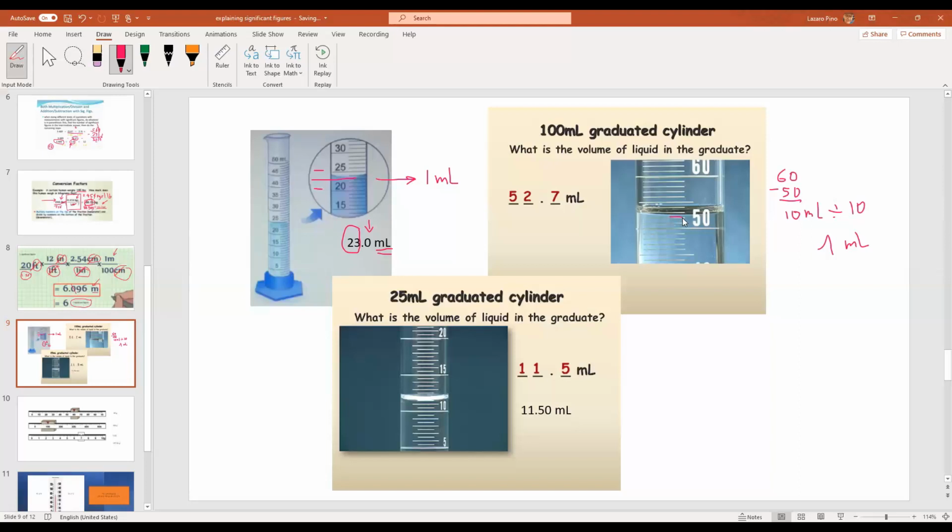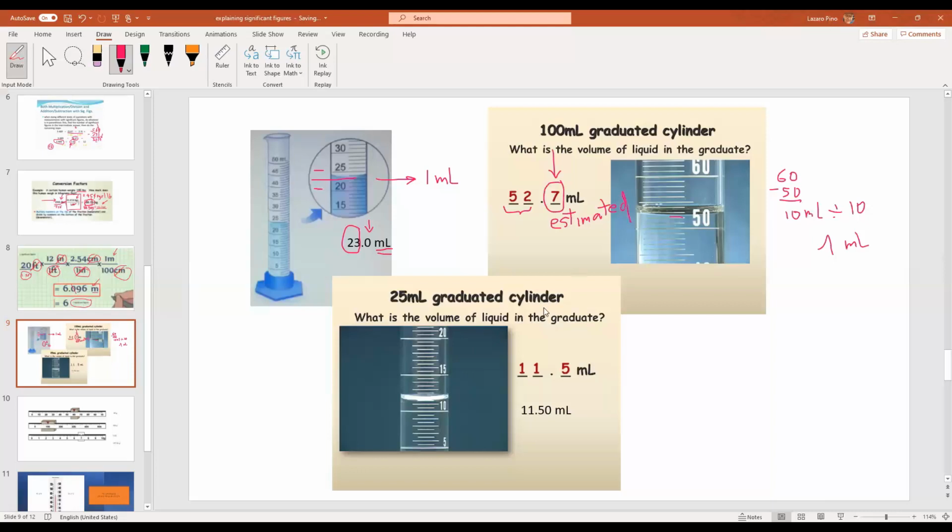Then for sure, you go here and you observe that your meniscus is at 52. But is it sharp at 52? No, it's a little more, so I can estimate that it is 0.7. For sure it is certain that it's 52, but it's a little more, and then I estimate 7. Maybe I estimate 7, you estimate 6. It depends on who is doing the estimation, but you have to estimate the last digit. The last digit is always estimated.